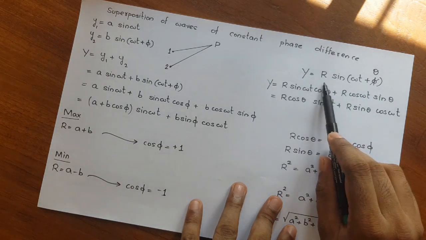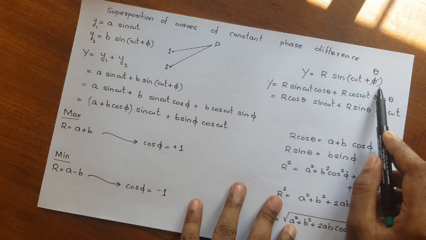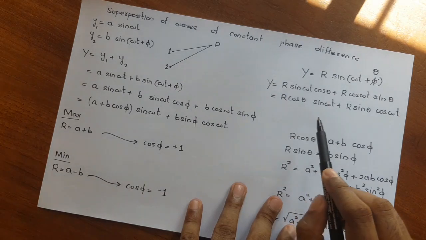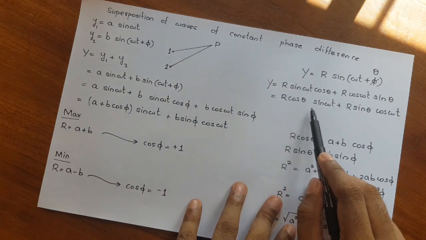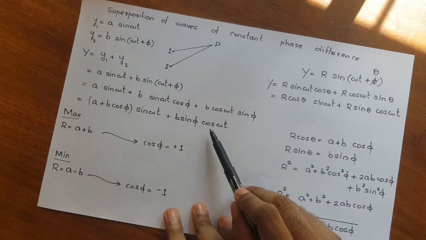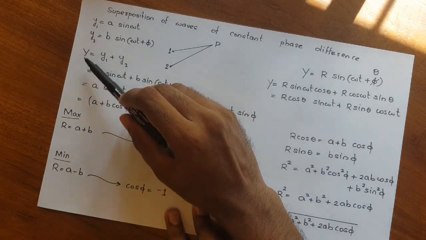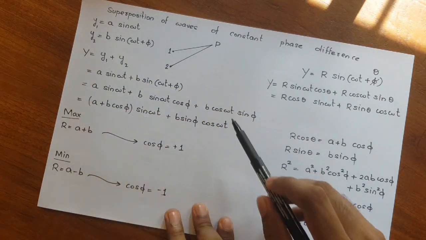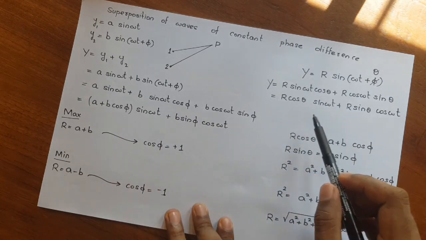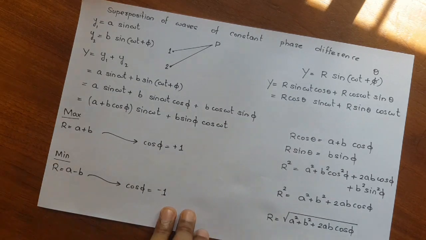So a resultant amplitude sine omega t plus theta. Here also sine a plus b, so sine a cos b plus cos a sine b can be expanded. And here I'm doing certain rearrangements because I want to compare this equation with this equation. Because this is the equation for capital Y, this is also the equation of capital Y, that is the resultant displacement equation. So I have to compare these two equations.